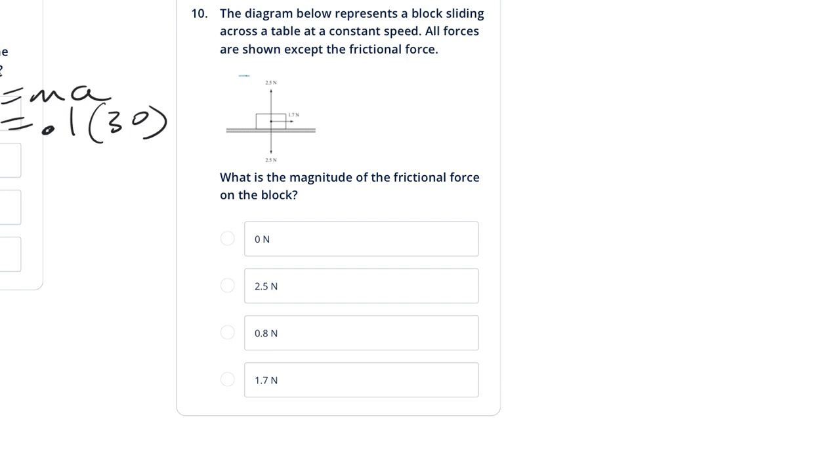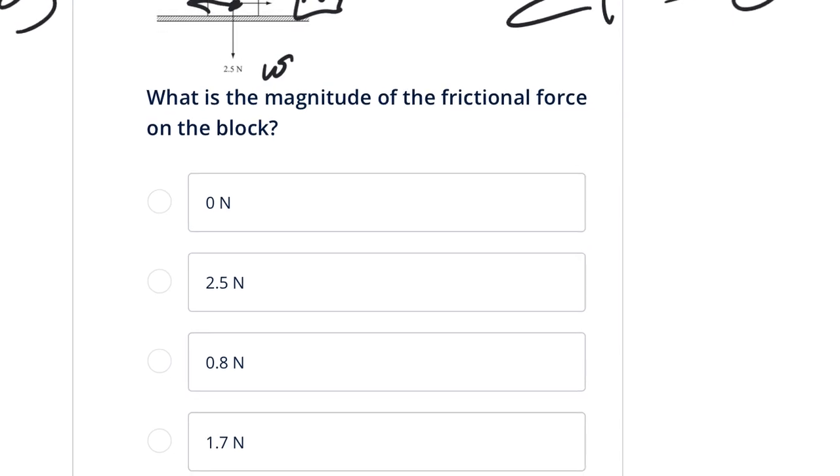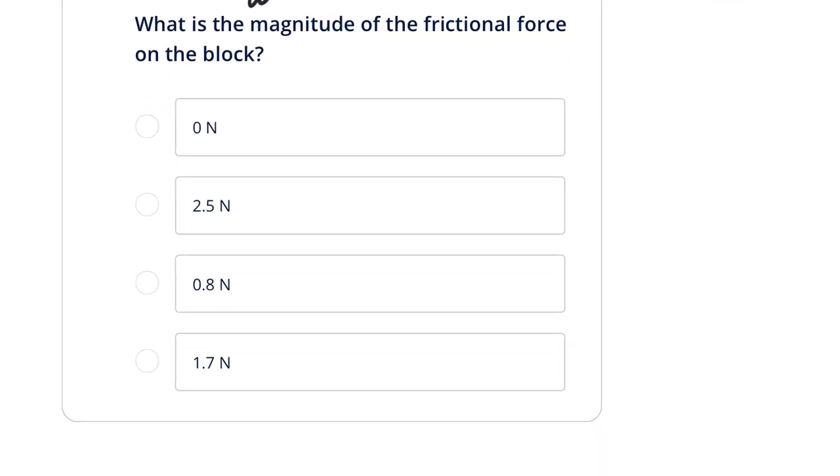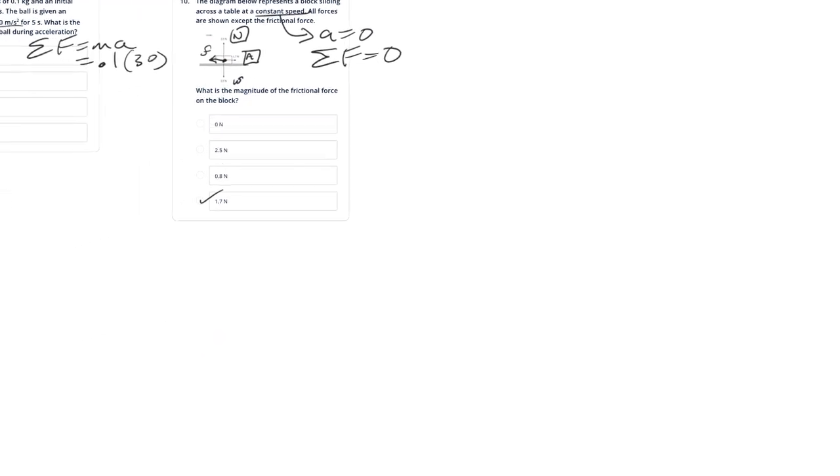Number 10, diagram below, box sliding across at constant speed. Okay, constant speed, that means the acceleration is 0. That means there's no unbalanced forces. So if there's no unbalanced forces, the friction has to balance out the applied force. Here's the normal force, here's the weight. So the friction has to balance out the applied force. So that would be 1.7 newtons to the left. But they just said, what's the magnitude? Okay, is that it? Yeah, okay.